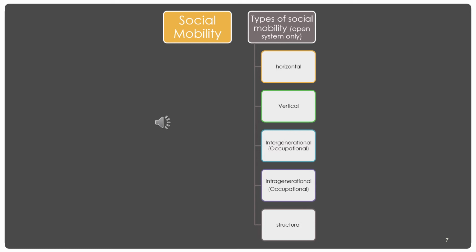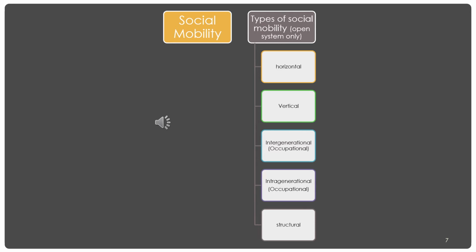When we look at the open stratification system, remember, it allows for movement, and we use the term social mobility. Social mobility refers to the ability to change positions within a social stratification system. Social mobility is that ability to move about the system. Now, there are 5 types of social mobility that I want you to know.